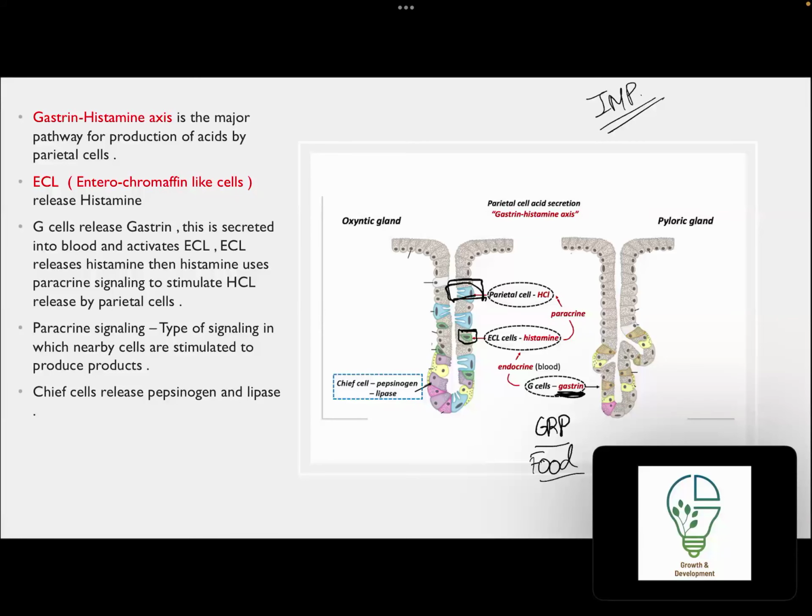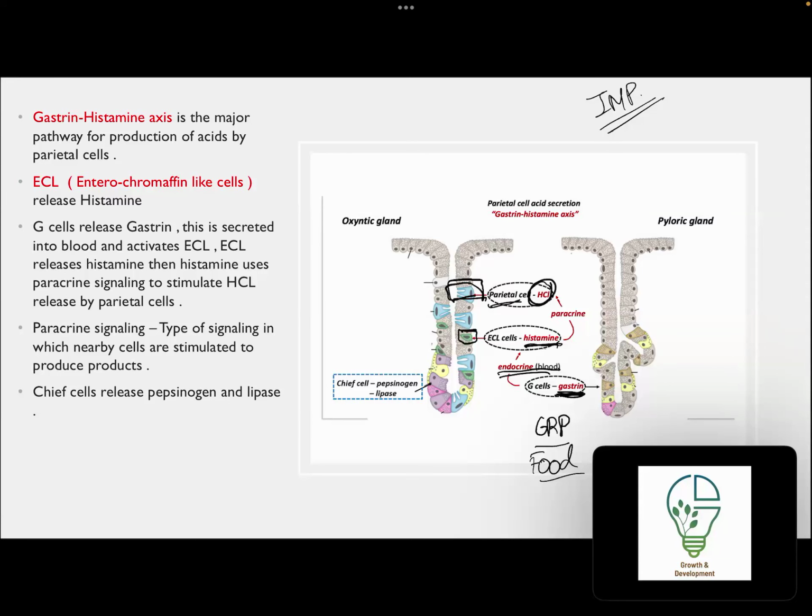Now, when gastrin is released, it's secreted into the blood. So it's a hormone that's secreted into the blood. And when it's secreted, it activates the enterochromaffin-like cells. So the enterochromaffin-like cells, when they're activated, it leads to release of histamine because that's what they produce. And then histamine uses paracrine signaling to activate the parietal cells. And when the parietal cells are activated, they release HCl. So as you can see, there's a lot of cells involved.